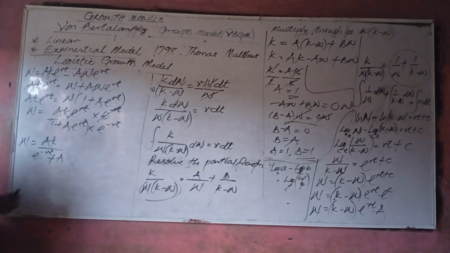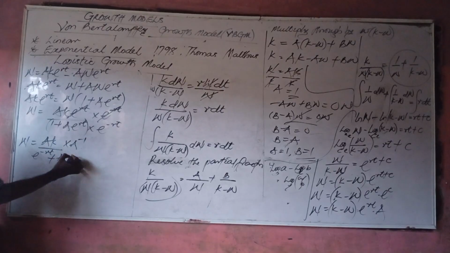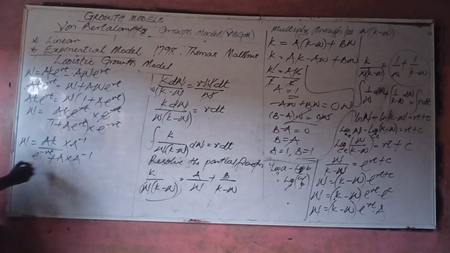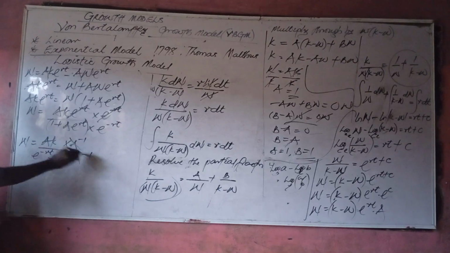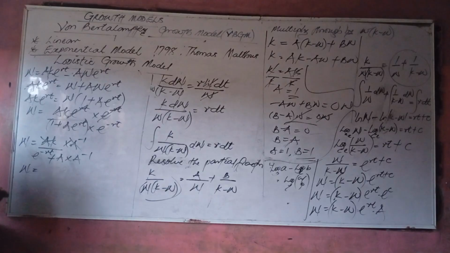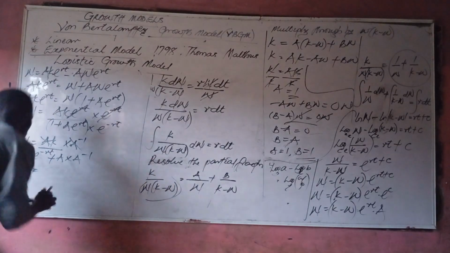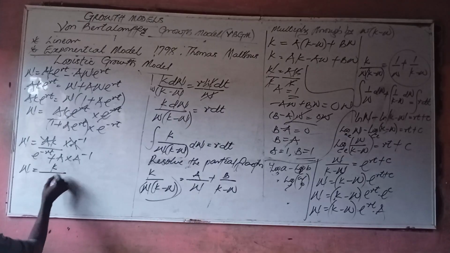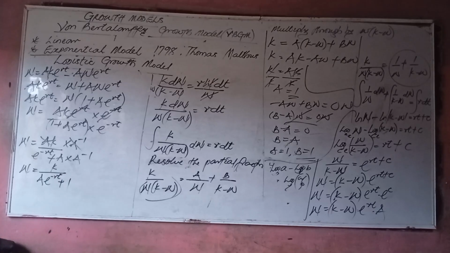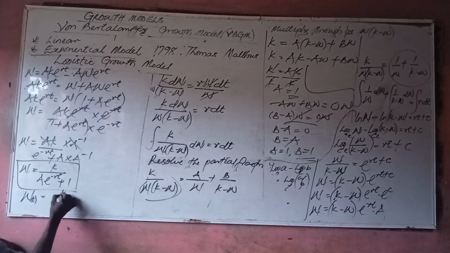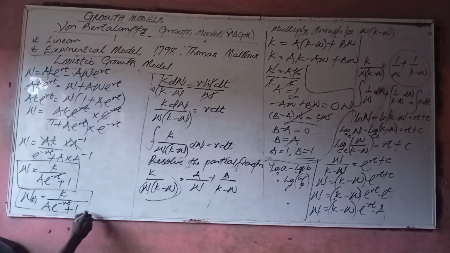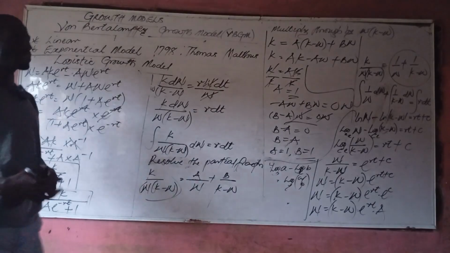From here, we could also multiply by 1 over A, that is, multiply by A to the minus 1. If we do so, this will take care of this, and then W will be equal to K over A E to the negative RT plus 1. Because this one will cancel out here too, and that's the final answer. So W sub T, the weight at time T, will be equal to K over A E to the negative RT plus 1. And this is the standard representation of the logistic model.